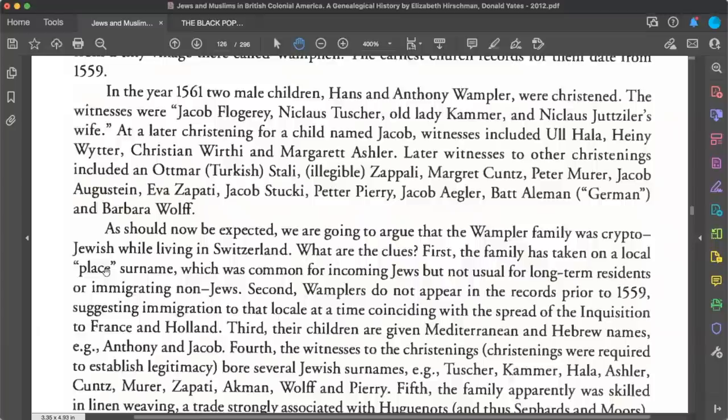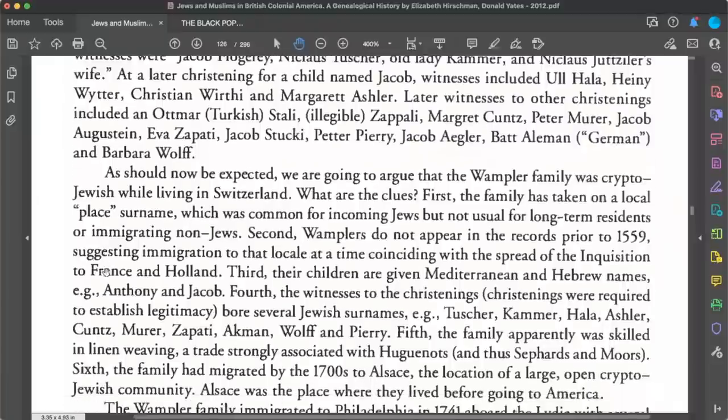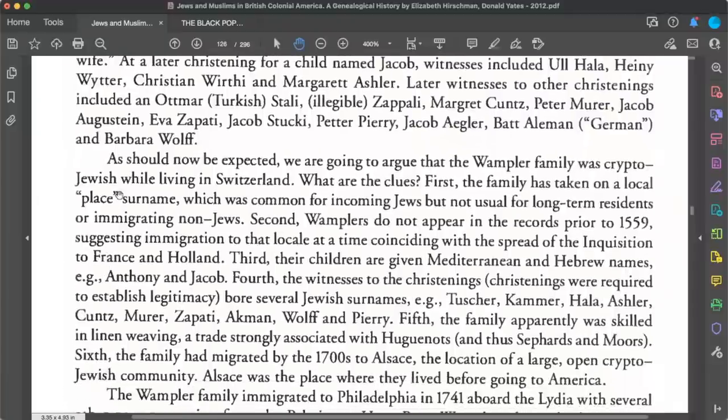As should now be expected, we are going to argue that the Wampler family was crypto-Jewish while living in Switzerland. What are the clues? First, the family has taken on local place surnames, which was common for incoming Jews, but not usual for long-term residents or immigrating non-Jews. Second, Wamplers do not appear in the records prior to 1559, suggesting immigration to that locality at a time coinciding with the spread of the Inquisition to France and Holland.